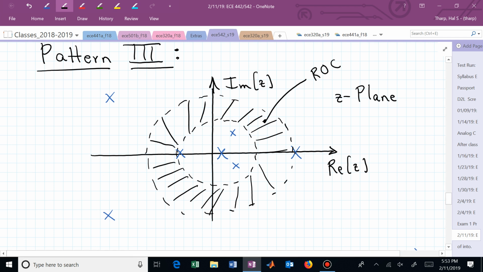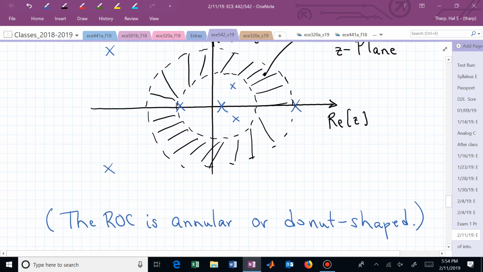No, that wasn't allowed from our fact. We can't have any poles that are in the region of convergence. That's in contrast to inside the region of convergence. Here we have poles inside and outside. This pattern number 3 is annular, or donut shaped, or bagel shaped, whatever you want to call it. But it now has an inner circle and an outer circle.